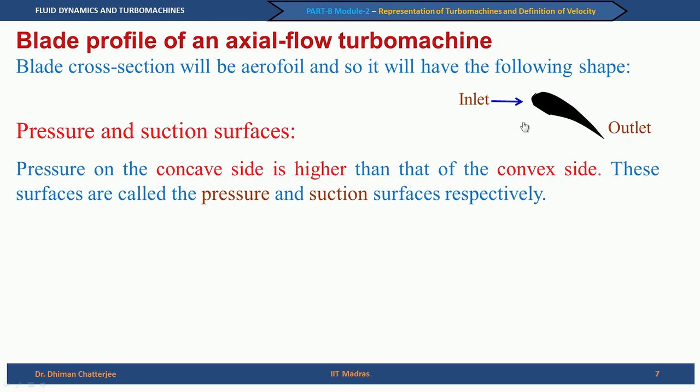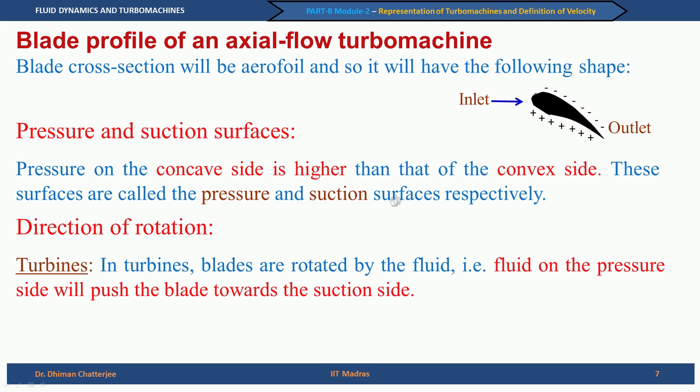Now, this blade will have pressures on the concave side found to be higher than the convex side. You might have studied it in fluid dynamics, but in this course we will represent the high pressure side with the plus sign and low pressure surfaces with the minus sign. So, we will call this high pressure surface the pressure surface and the low pressure surface the suction surface. Now, depending on whether it is a pump or a turbine, the direction of rotation will be dictated by these high pressure and low pressure surfaces.